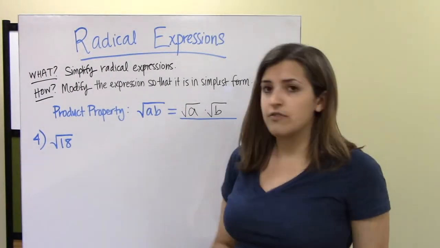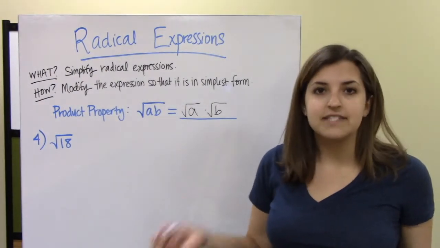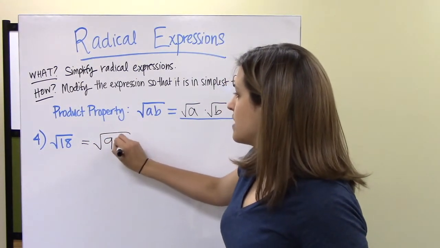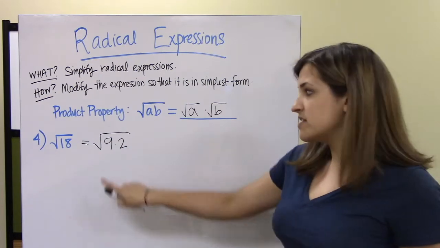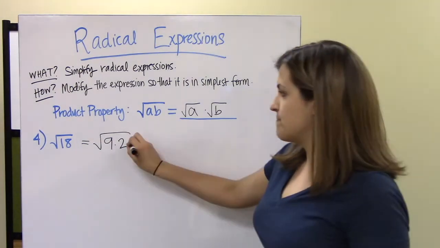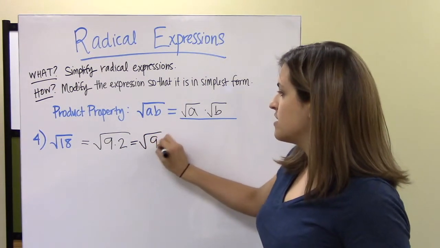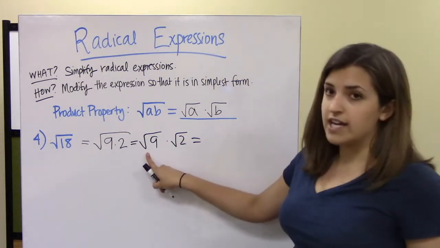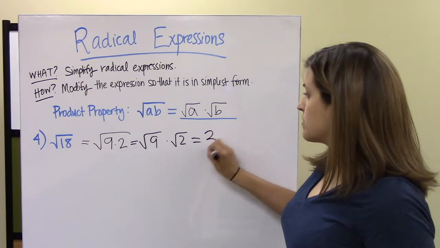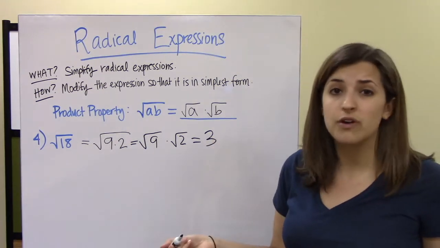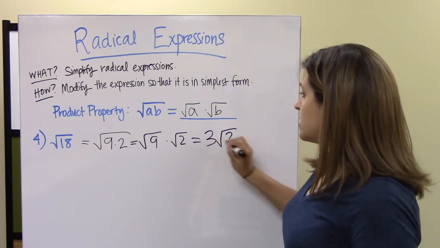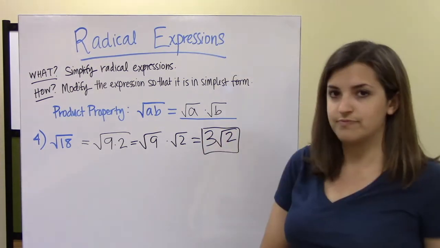If we have the square root of 18, we know 18 is 9 times 2. So this equals the square root of 9 times 2. Because these are multiplied, I can separate them. So I'll get the square root of 9 times the square root of 2. Now we know the square root of 9 is 3, so that'll be 3. And we can't do anything with the square root of 2. It's already in its simplest form. So this equals 3 square root of 2.